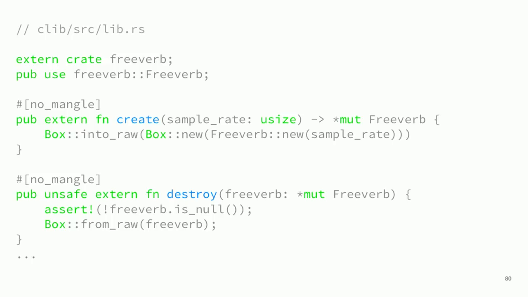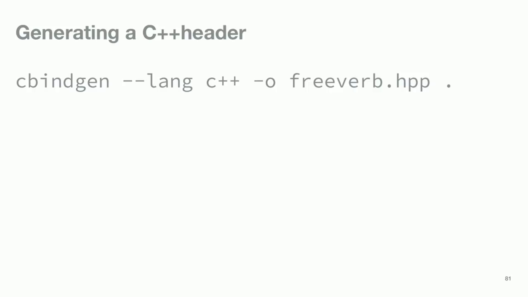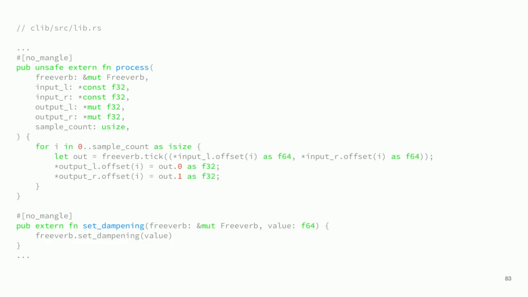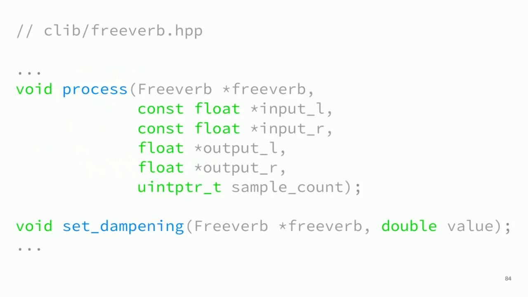Once you build that, you have a library that can be linked into your C++ application, but you also need a header, or the declarations of the things that you're trying to access. You can write that by hand if you want. There's also a tool, cbindgen, which will generate a header for you from the Rust library. I used that here, and you get a regular C++ header speaking in types that C++ understands. I can skip over this. We have a process function, inputs and outputs, and ticking. And we get this kind of C interface.